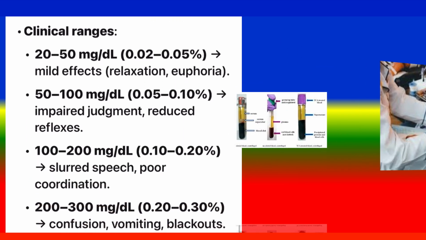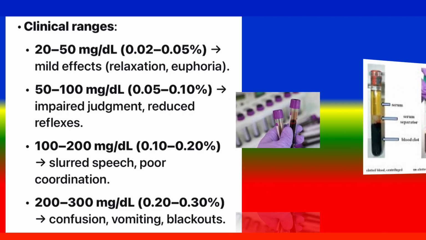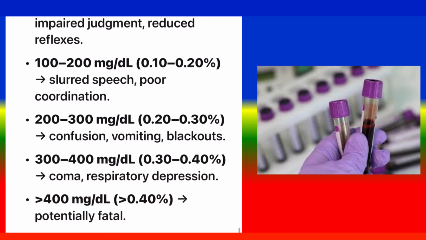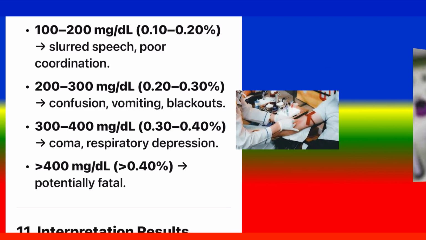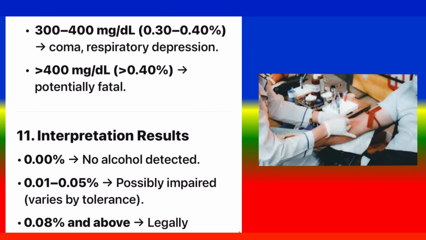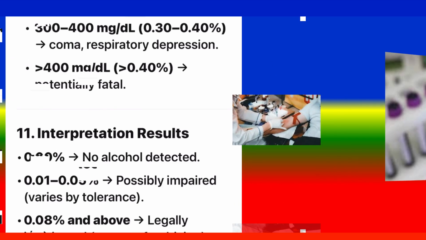Clinical ranges: 20 to 50 milligrams per deciliter, 0.02 to 0.05%, mild effects, relaxation, euphoria. 50 to 100 milligrams per deciliter, 0.1%, impaired judgment, reduced reflexes. 100 to 200 milligrams, 0.2%, slurred speech, poor coordination. 200 to 300 milligrams per deciliter, 0.3%, confusion, vomiting, blackouts. 300 to 400 milligrams, 0.40%, coma, respiratory depression. Above 400 milligrams, 0.4%, potentially fatal.